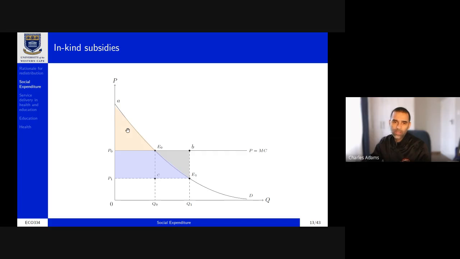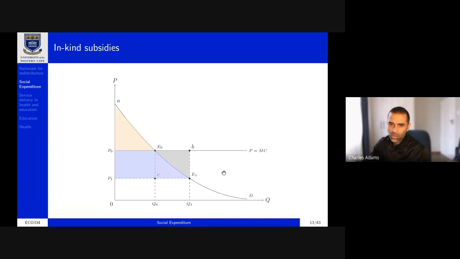So we've increased, what do we call this area now? I'm blanking on this now. Can someone remind me? The area between the price level and the demand curve is, anyone? Here we go. Thank you. So we've expanded consumer surplus from AE0P0 to AE1P1, right? So this purple area is the consumer surplus gained as a result of the subsidy.